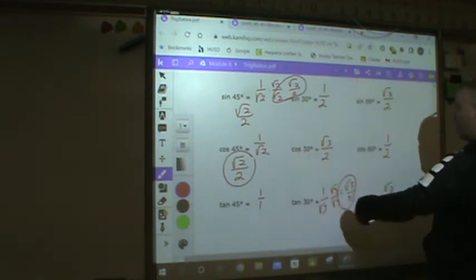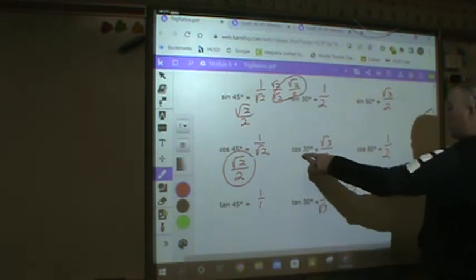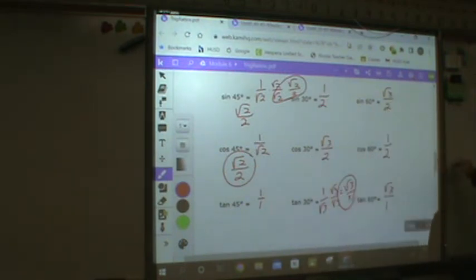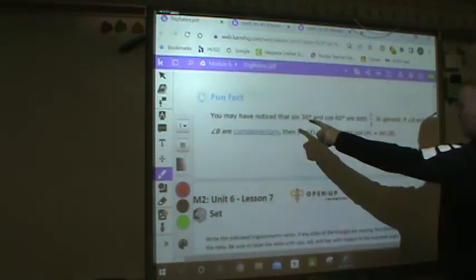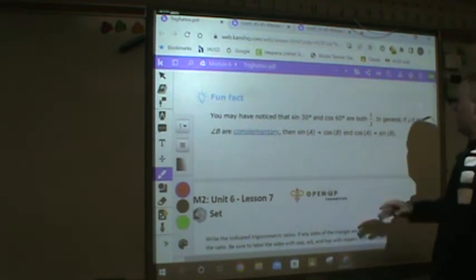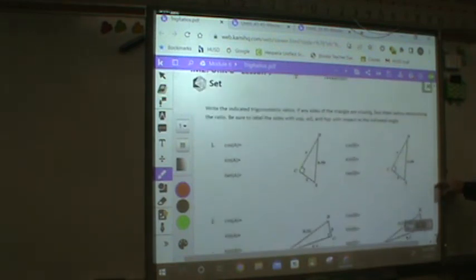Now, what do you notice about here? What I notice is the sine of 30 and cosine of 60 are the same. Cosine of 30 and sine of 60 are the same, and these are inverses of each other. Why? Because you may have noticed that the sine of 30 and cosine of 60 are both 1/2. In general, if the angles A and B are complementary, then the sine of A is the cosine of B, and the cosine of A is the sine of B. So they're in a sense inverses of one another.